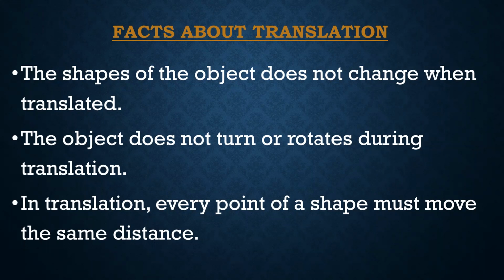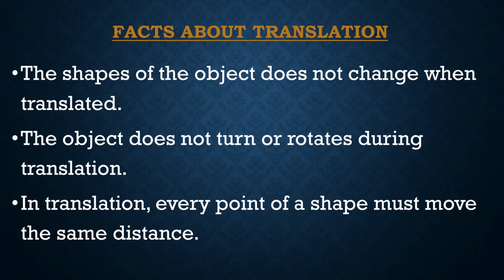One of the properties that you need to consider when translation is done: the object does not turn or rotate during translation. So when you move the object or the point by the translation vector, the object will be rigid and it will not turn or rotate, okay? It will just be moving forward. When you move forward, it doesn't mean that you have turned.